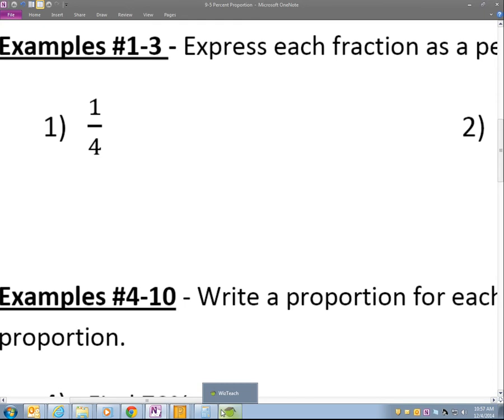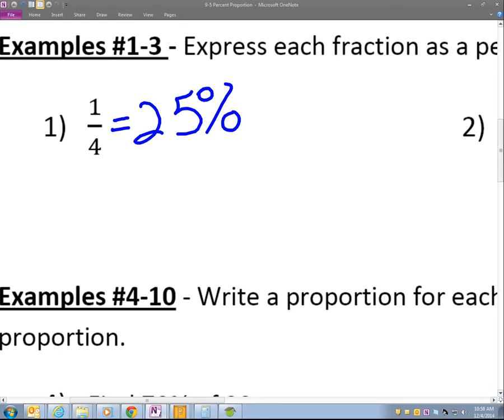What is it right off the top of your head? 0.25, which is what percent? 25%, yeah. So that's going to be 25%. That one is super obvious, so I don't need a proportion with that, and I'd be okay with something as simple as a quarter. I expect that you would know how to do that. I'm going to show you how to do ones that are not that easy.